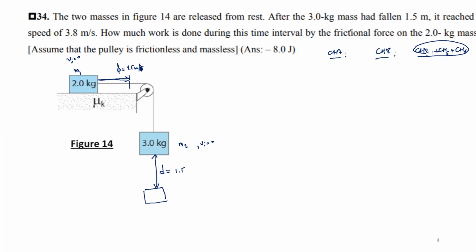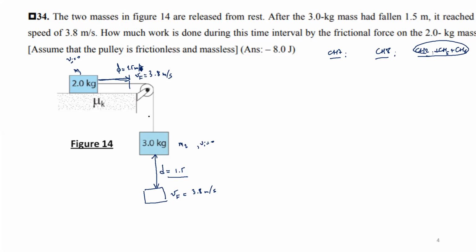So after this has fallen down by this distance, 1.5 meters, it reached a speed of 3.8. So V final here will be 3.8 meters per second. What is the V final of block 1? Same. Why? Because I did not say it, but you know it. Of course, this rope is massless, unstretchable, okay?